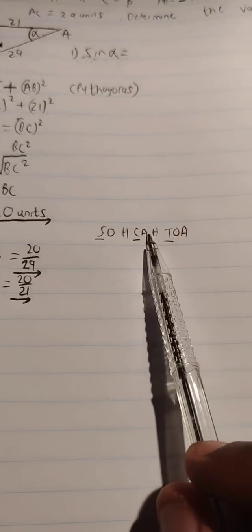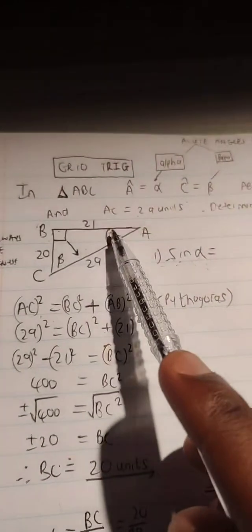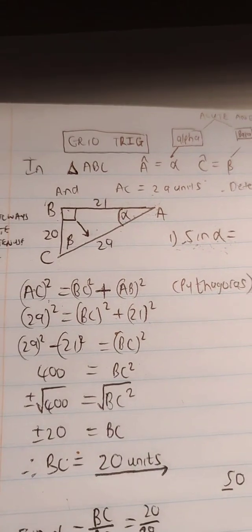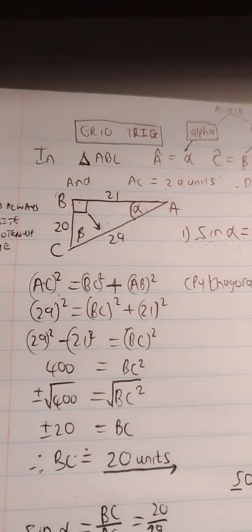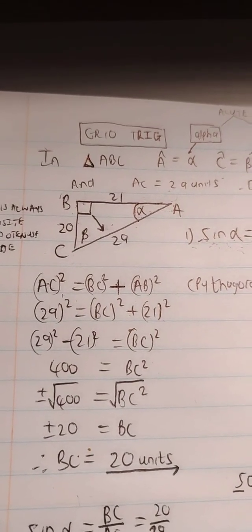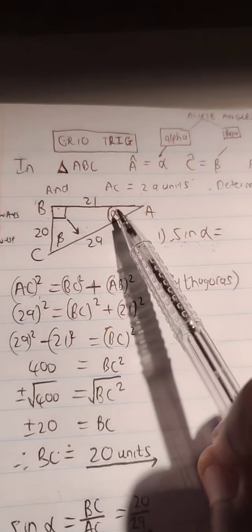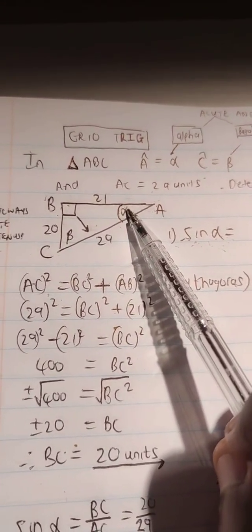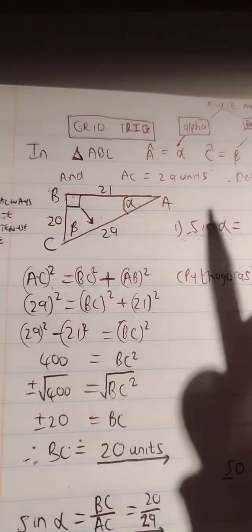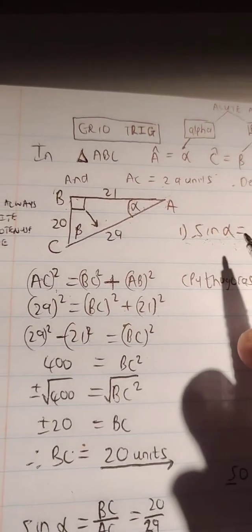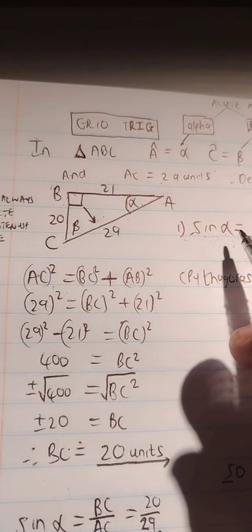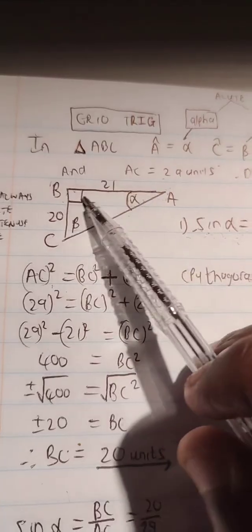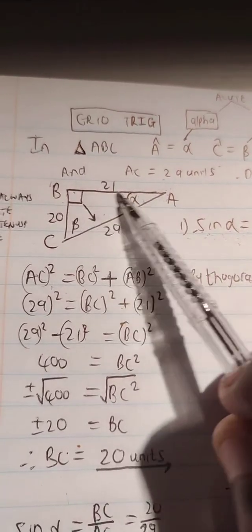Then, if we say adjacent over hypotenuse, in the given triangle, which one is the adjacent side? Which side is the adjacent side in relation to this angle, alpha? And which one is the hypotenuse? So what would be the answer? The adjacent side is AB, which means it's 21.